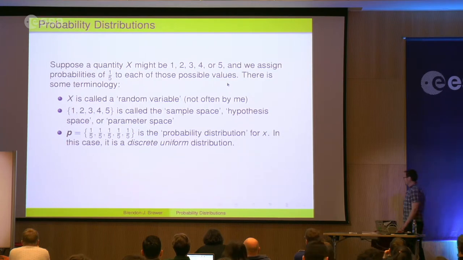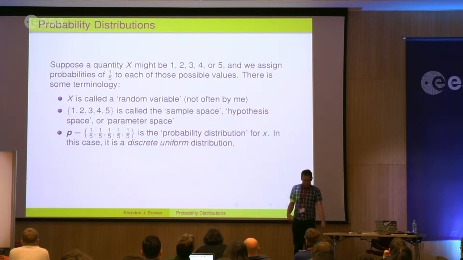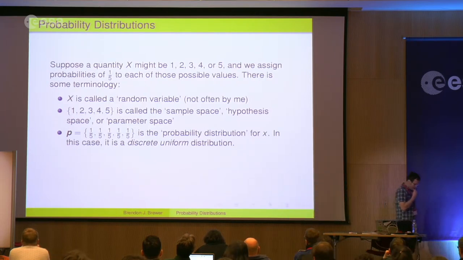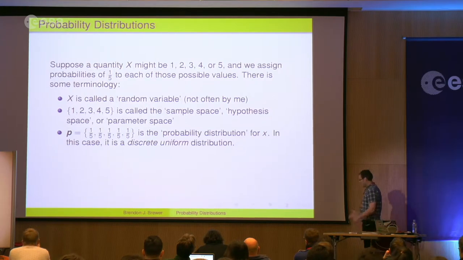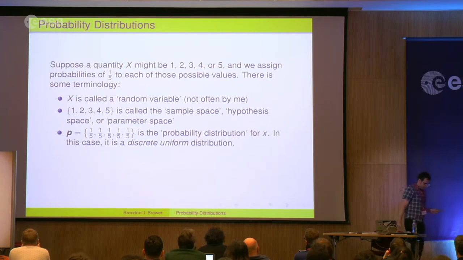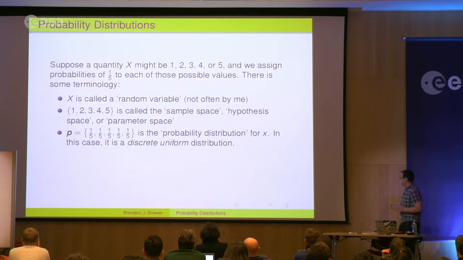The probabilities that you specify are called the probability distribution. In this case, this is a discrete uniform distribution. It's called uniform because all the probabilities are equal, and it's called discrete because the set of possibilities is discrete. So we have a countable list of probabilities. It might also be finite as well, and in this case, it is.